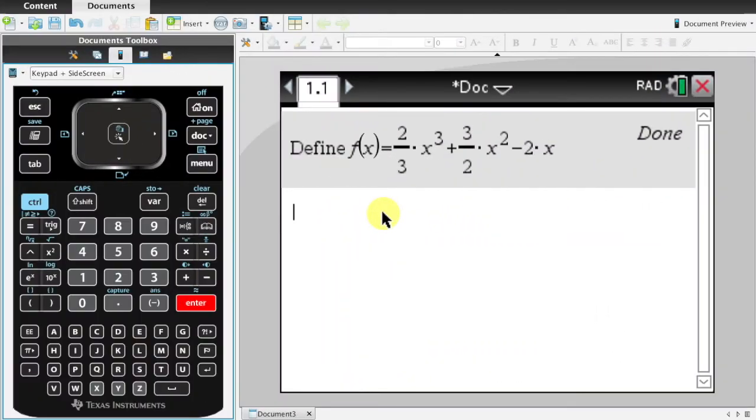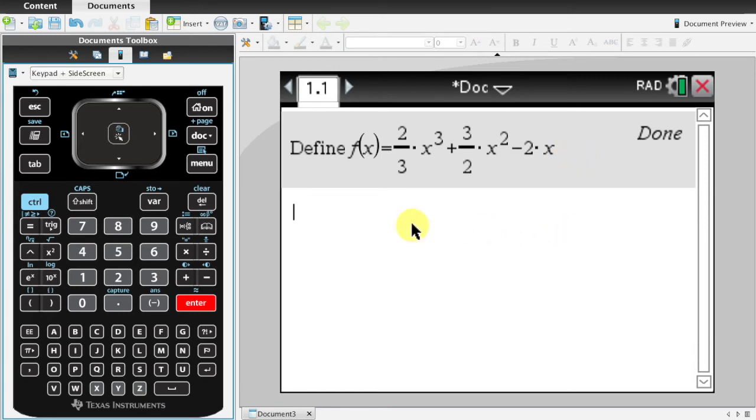Alright, so I just want to go through the CAS approach. Remember, we're given this function f of x equals 2/3 of x cubed plus 3 on 2 x squared take 2x. What we had to do was work out the location of the stationary turning points. So my first job here is to define the function, so menu, actions, define, and then put in the function.